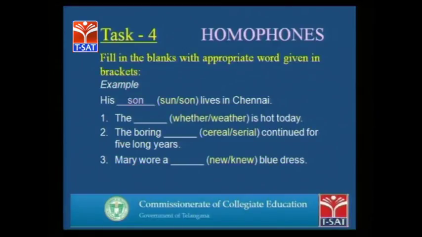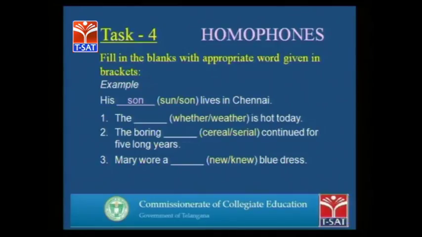His son lives in Chennai. The homophones are given in the brackets. Is it S-U-N sun or is it S-O-N son? Obviously, the answer is S-O-N son. It cannot be S-U-N sun. The son does not live in Chennai. The S-U-N sun does not live in Chennai alone. It is everywhere. So, his son lives in Chennai. Similarly, try answering the remaining questions related to homophones.